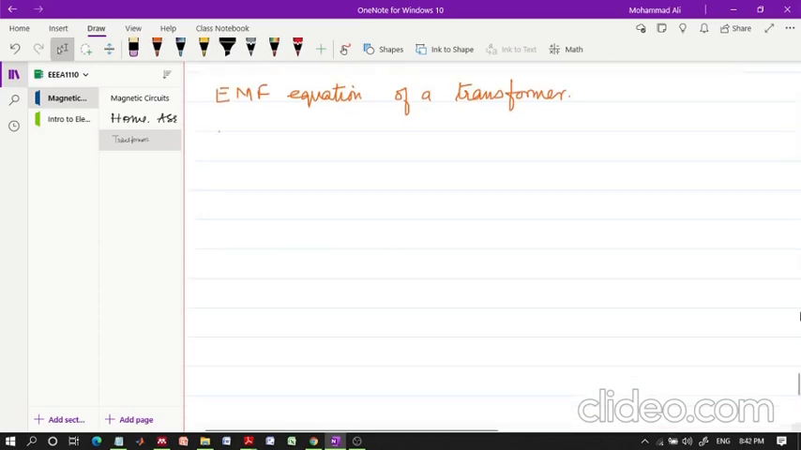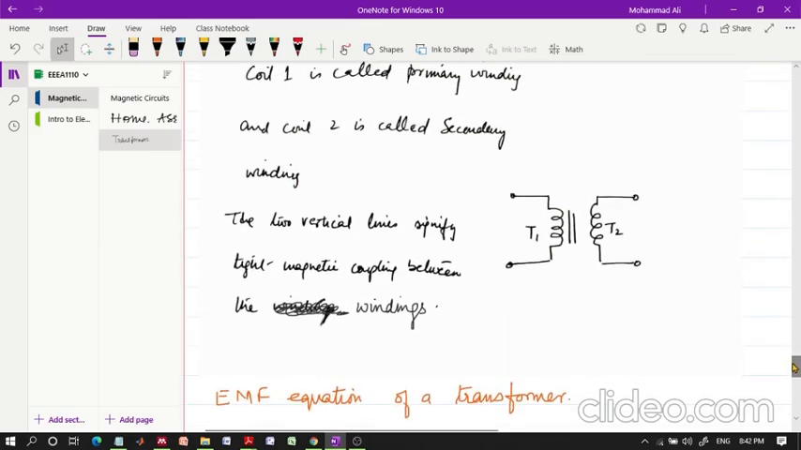So now students, we will derive the EMF equation. Before that, I am going to say one more thing over here, that when we symbolize the transformer, this is the symbol of the transformer.